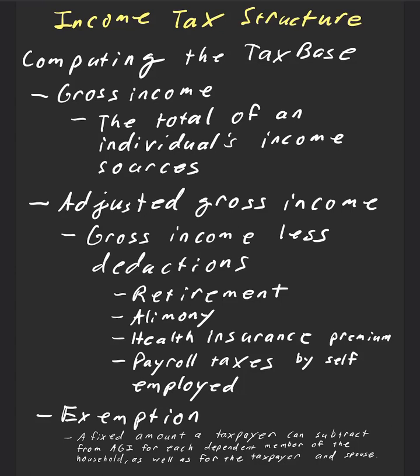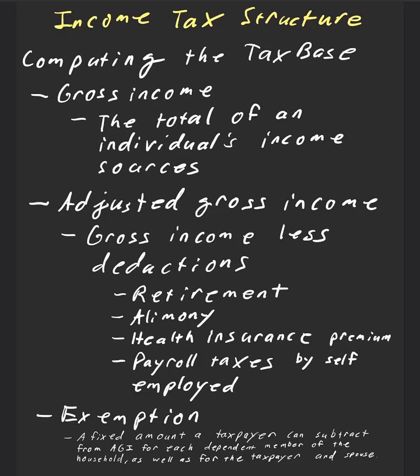And then you have exemptions. So an exemption is a fixed amount a taxpayer can subtract from their adjusted gross income for each dependent member of the household, as well as for the taxpayer and the spouse. I won't go too much into the income tax, like this whole discussion here, because we've got a lecture coming up, or a podcast episode coming up, that's going to go through how taxes really work.